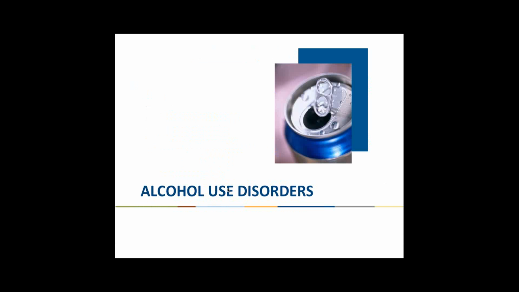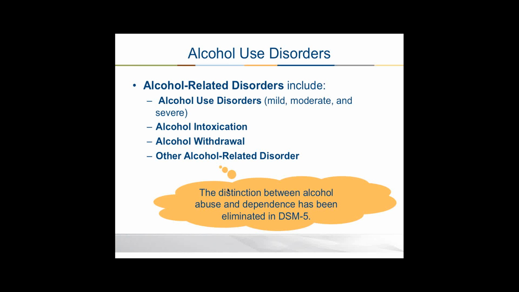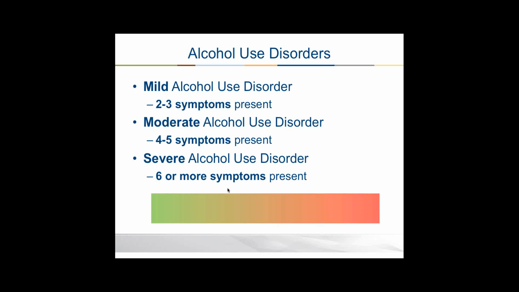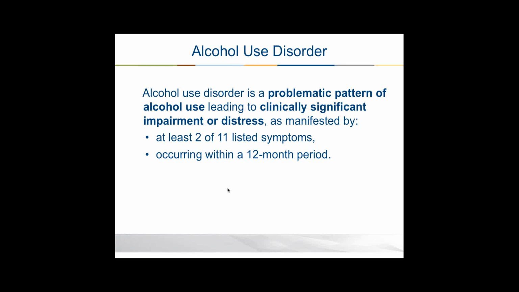So let's concentrate on alcohol use disorders, because those are the ones you're most likely to encounter. These include alcohol use disorders, mild, moderate, and severe, alcohol intoxication, alcohol withdrawal, and other alcohol-related disorders. Again, I was a little inaccurate actually. Mild alcohol use disorder is 2 to 3 symptoms, moderate is 4 to 5, severe is 6 or more. There are 11 of these symptoms, so 6 out of 11, typically in a severe alcohol use disorder, and typically even more than those are included.